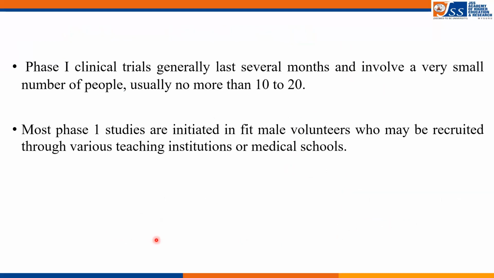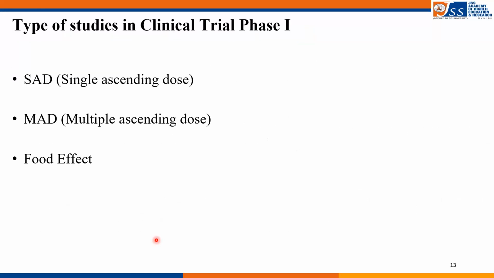The phase 1 clinical trial will generally go up to several months, and it will involve a small number of people, usually 10, but not more than 20. Most phase 1 clinical trials are initiated using male fit volunteers or male healthy volunteers who may be recruited by various teaching institutions, medical schools, or even hospital-based data.